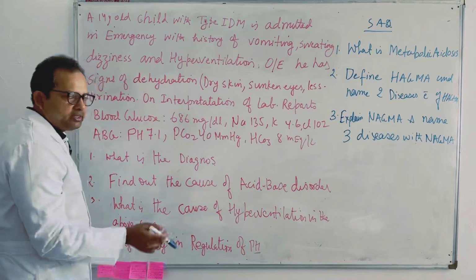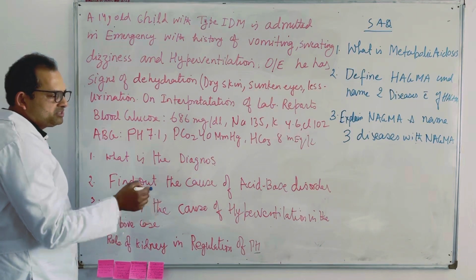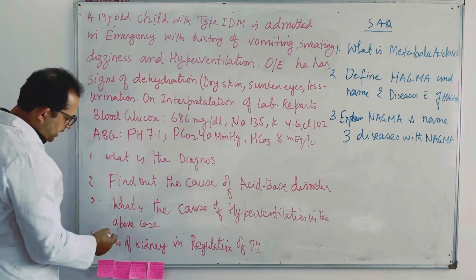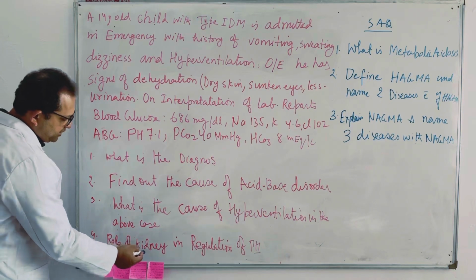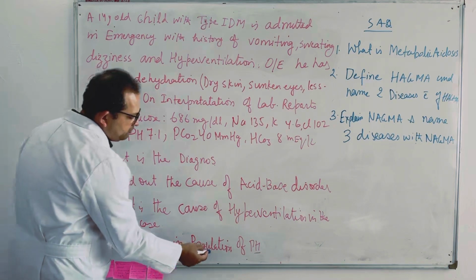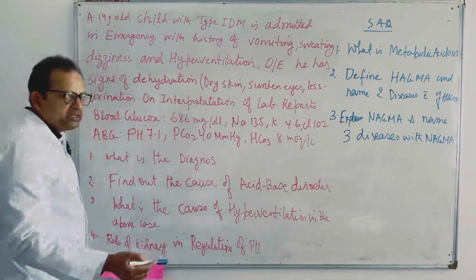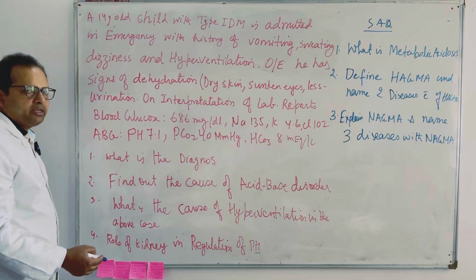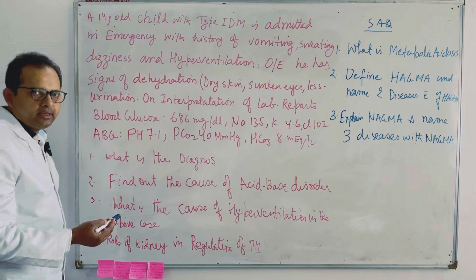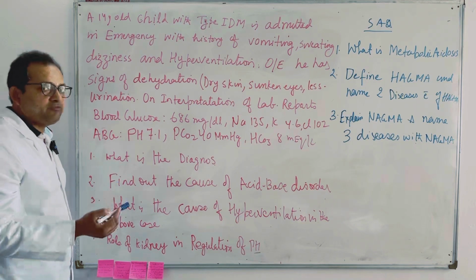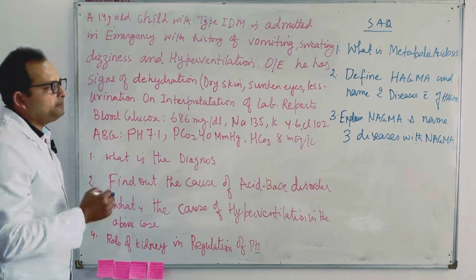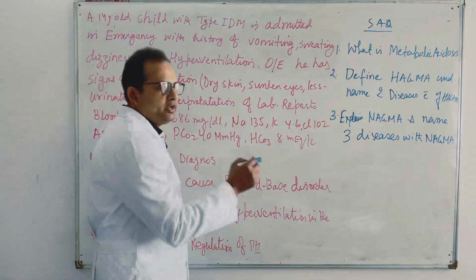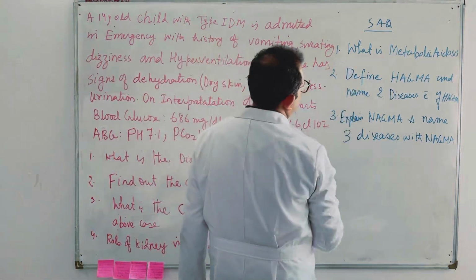You all know that, the compensation mechanism, which is discussed in the second lecture, and the role of kidney in regulation of pH. So pH is regulated by the kidney in metabolic compensation, and you will also find that in my previous lectures. Now let's come to the short answer questions.